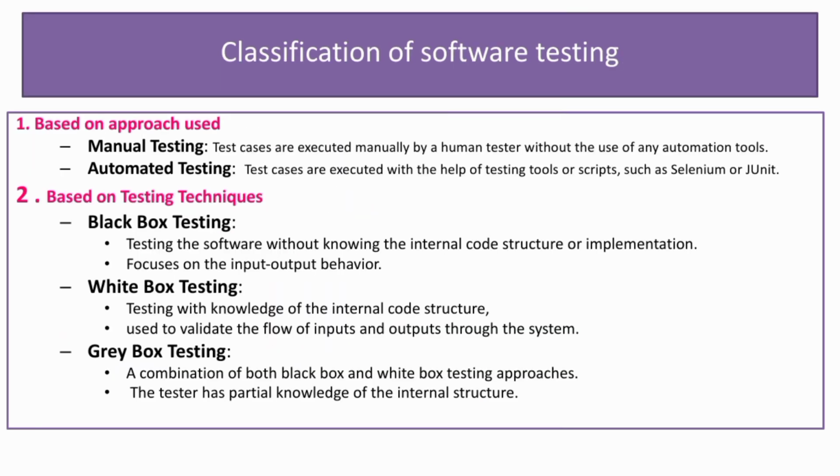So based on the approach we are using, the software testing is classified into basically two types. One is manual testing methods and the other is automated testing methods. In both, test cases are required. Of course, these can be prepared by a human, that is a software tester. In case of manual testing, the test cases are executed by the tester himself without using any additional software or tool for that execution.